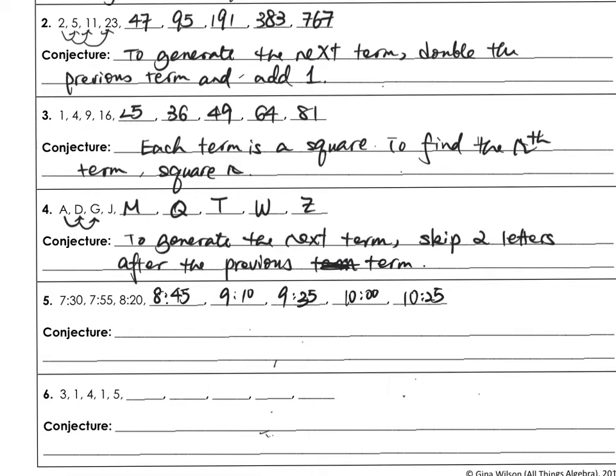And then the 6th example, I have 3, 1, 4, 1, 5. This is very random.